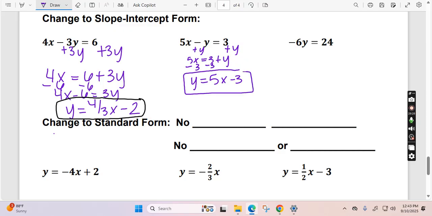Alright, and we will pick up right here tomorrow. No homework tonight. We will not start the homework until we are completely done with the notes.